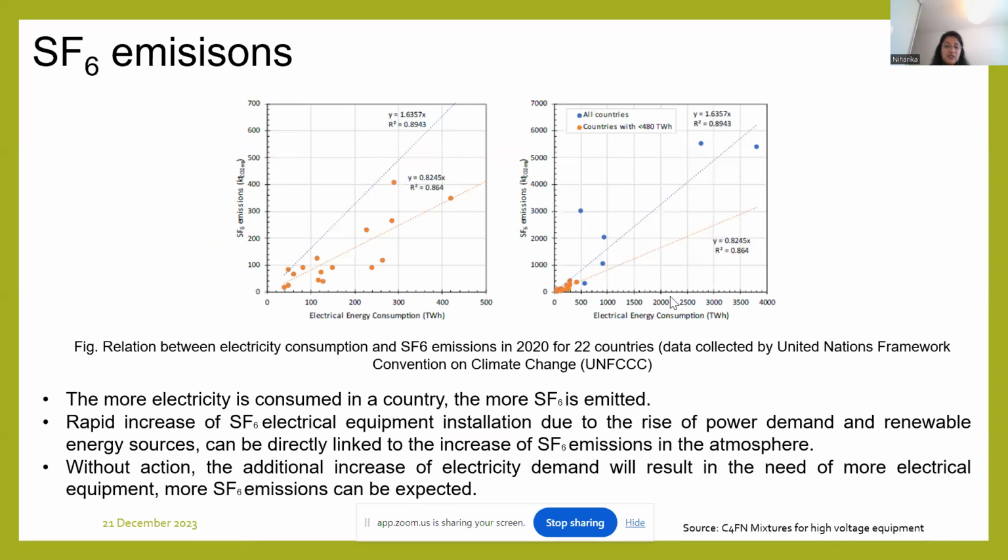So here we see the SF6 emissions tend to increase when the electricity consumption increases. This is data from 22 countries that are using high voltage equipment. We can see that the more electricity consumption there is, the higher the SF6 emissions. So unless some action is taken to replace SF6, it's very difficult to reduce the electricity demand. But if we get some alternative to SF6, then the SF6 emissions are likely to be reduced.